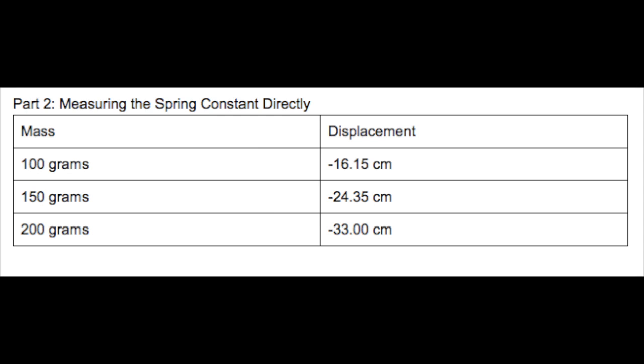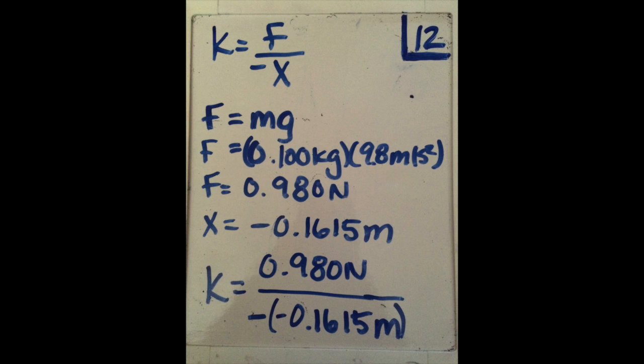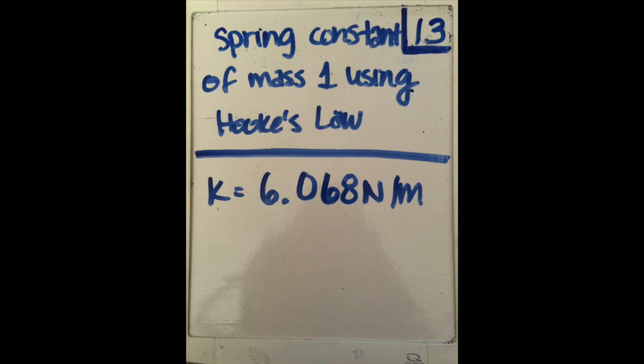The displacement for the 100-gram mass is negative 16.15 centimeters. For the equation, m is 0.1 kilograms, so F is 0.98 newtons. X is negative 0.1615 meters. The constant is 6.068 newtons per meter.